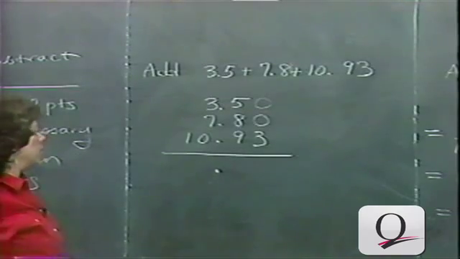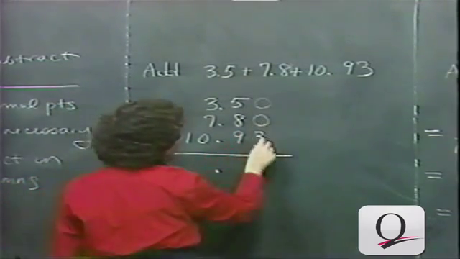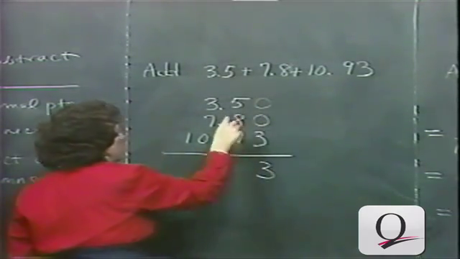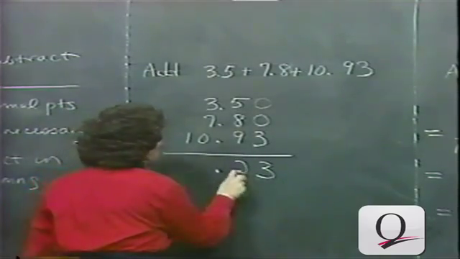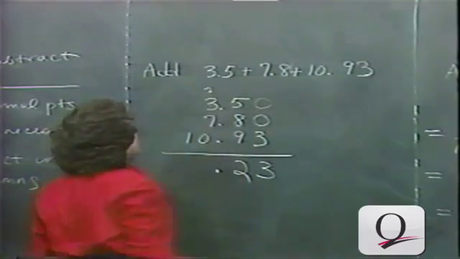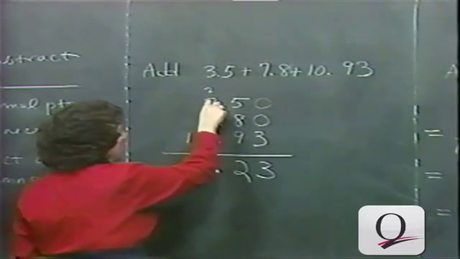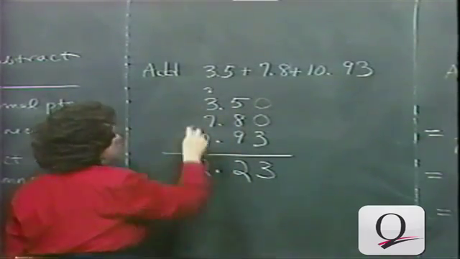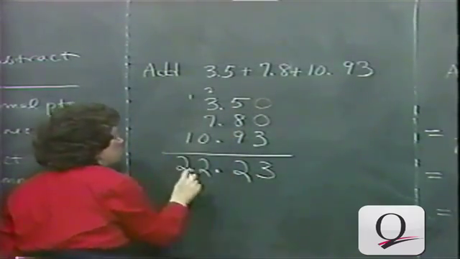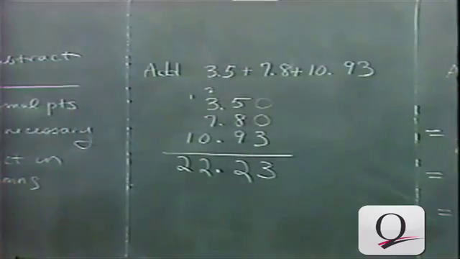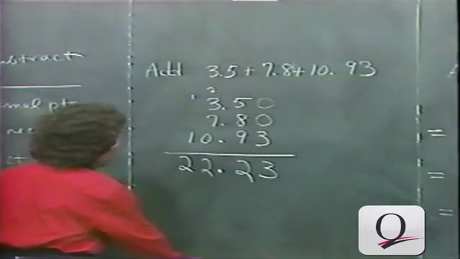And now add in columns. We have 0 plus 0 plus 3, 5 and 8, 13, and 9, that's 22. Put down the 2. Carry the 2, 2 and 3, 5 and 7, 12. Put down the 2, carry the 1, 1 and 1, 2. So 22.23, or 22 and 23/100 for the answer to that problem.